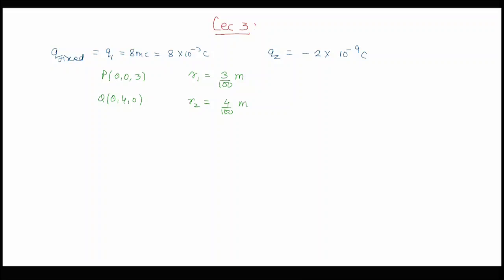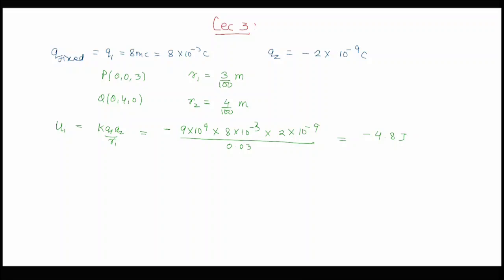Considering this, we write the initial potential energy which the system is having, which is equal to K Q1 Q2 upon R1. Now since the force is attractive in nature, the potential energy value will be negative, and we write it as minus 9 into 10 to the power 9 into 8 into 10 to the power minus 3 into 2 into 10 to the power minus 9 upon R, which is equal to 0.03. So from here we attain a value equal to minus 4.8 joule.